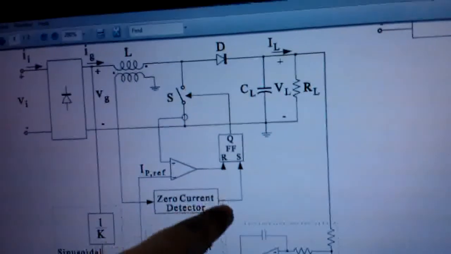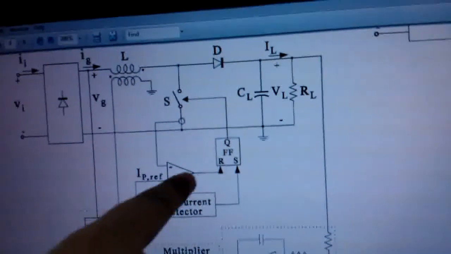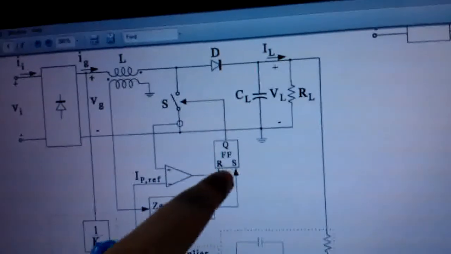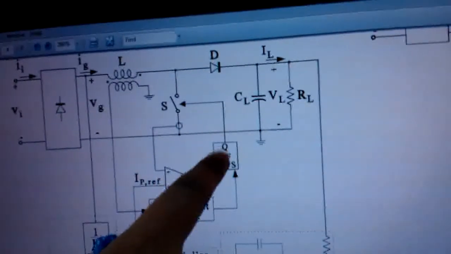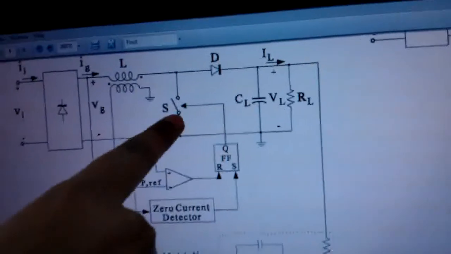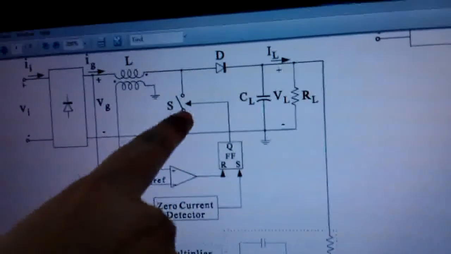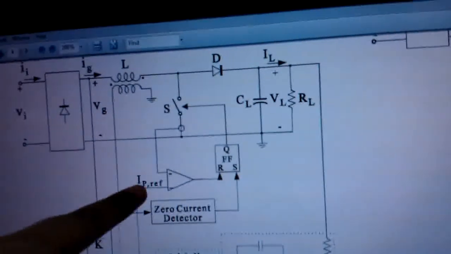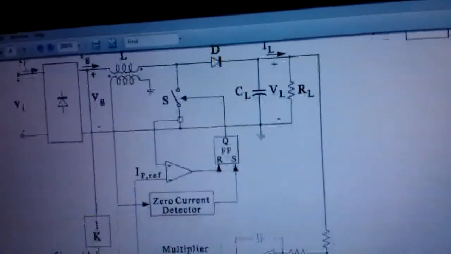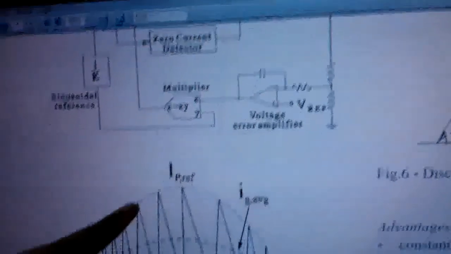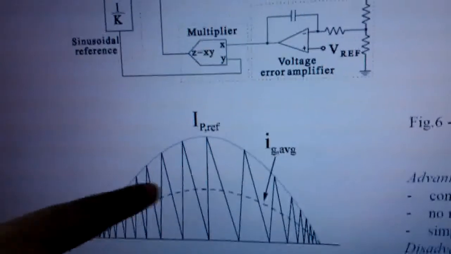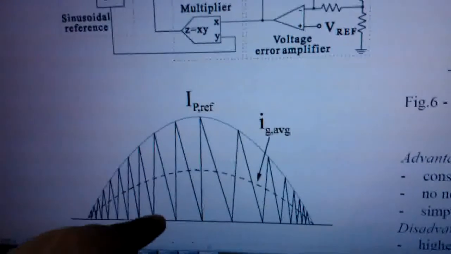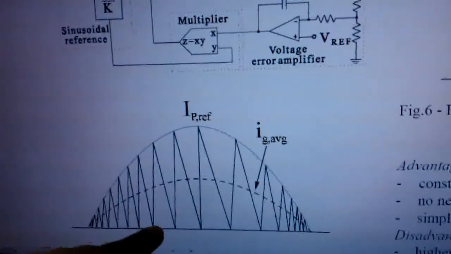The output of this zero current detector and the comparator are given to the SR flip-flop. When the output of the zero current detector is high and the comparator is low, the SR flip-flop is set, that is, the MOSFET is switched on. The MOSFET is turned off when the inductor current is higher than the IP reference. This is the turn-off, and the inductor current waveform is like this.